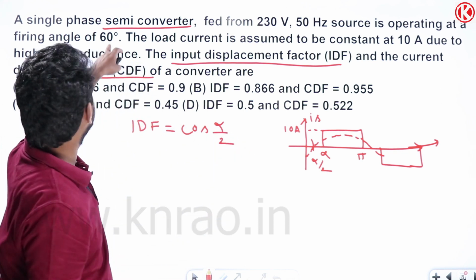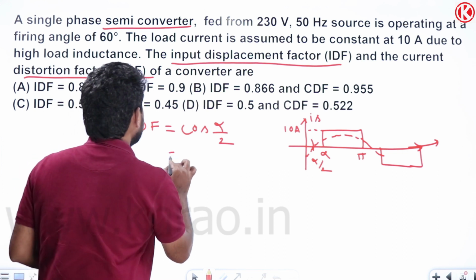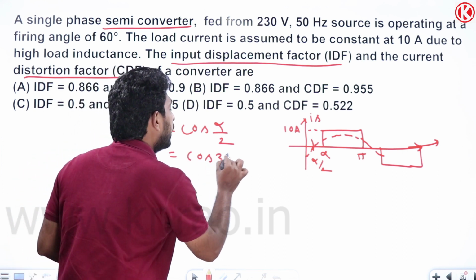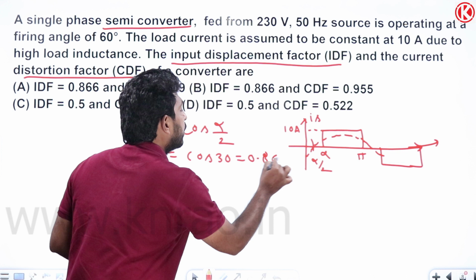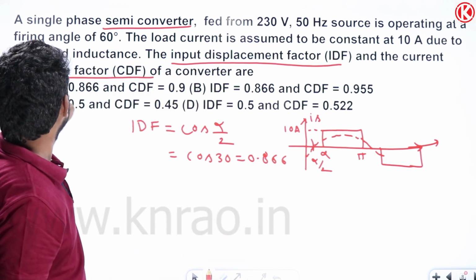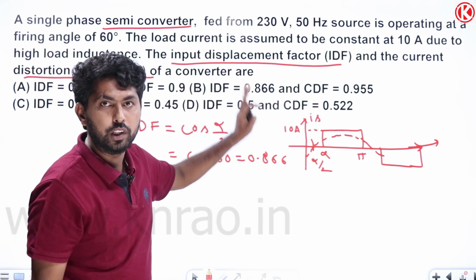So what is cos alpha? Alpha is given as 30, so it is cos 30. Cos 30 is 0.866. In the options, it is in between option A and option B.